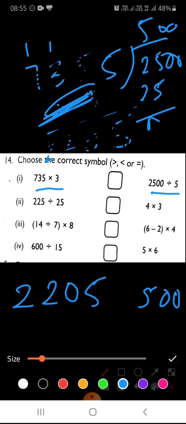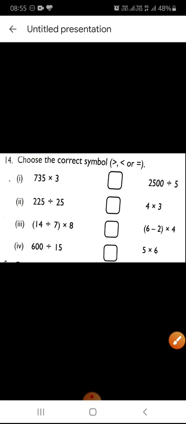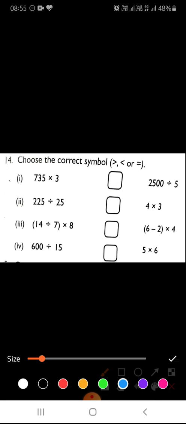Now you have to tell which sign will come. Which one is greater? This one or this one? This one is greater. So we will put this sign. Okay? Greater than sign will be put. Similarly, in the next one also, you have to solve and then find out. Means 25 divided by 25, what will come? 25 will come. Similarly, 4 multiplied by 3, 12. So which is greater? This is greater. You will put the sign like this.